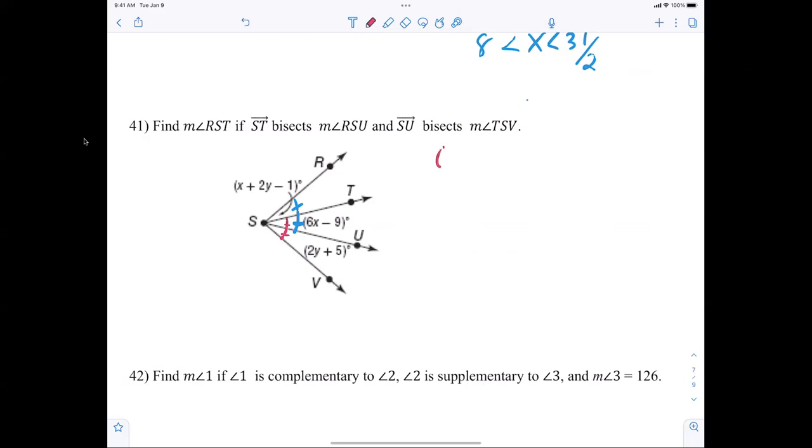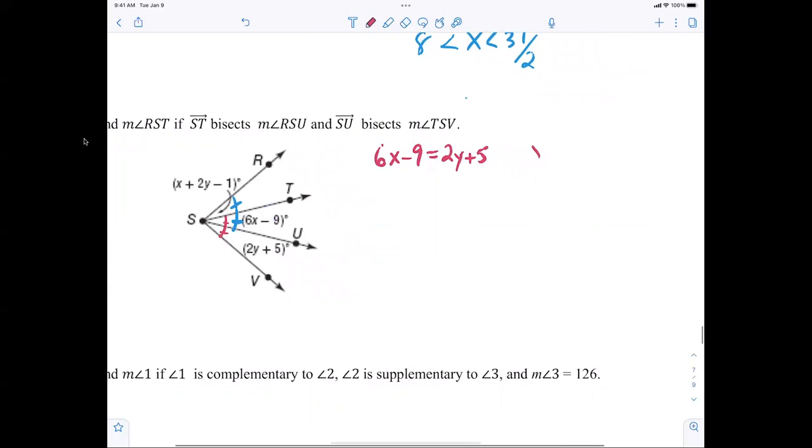So right now we could say 6x minus 9 equals 2y plus 5. And the other one is to say x plus 2y minus 1 equals 6x minus 9. Do you agree with that? And now, of course, it's algebra from last year, right? Just systems of equations. All right. So we're going to kind of group them together. I like to put the x and y's together. So 6x minus 2y equals 14. Is everybody agreeing with that?